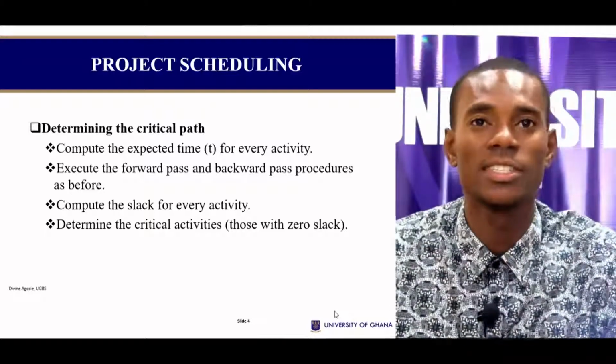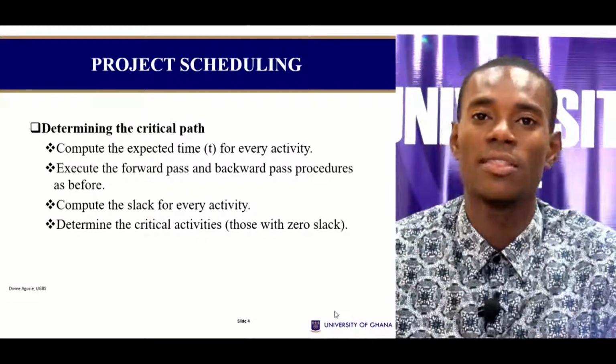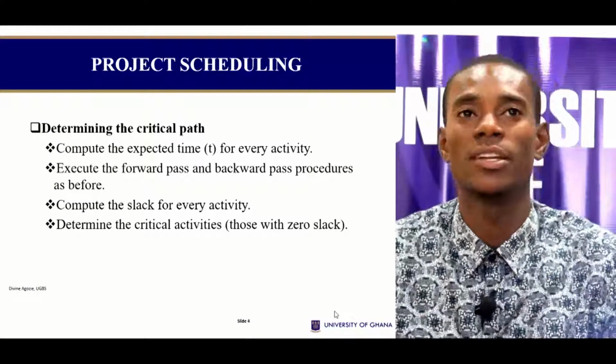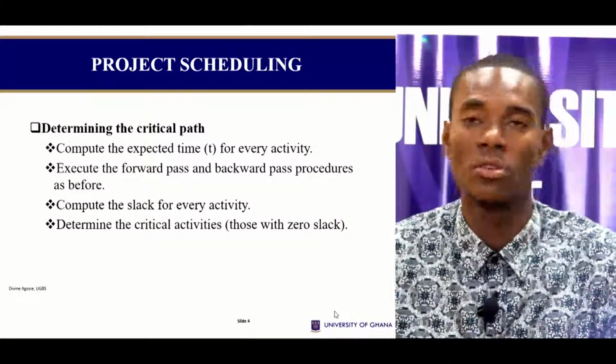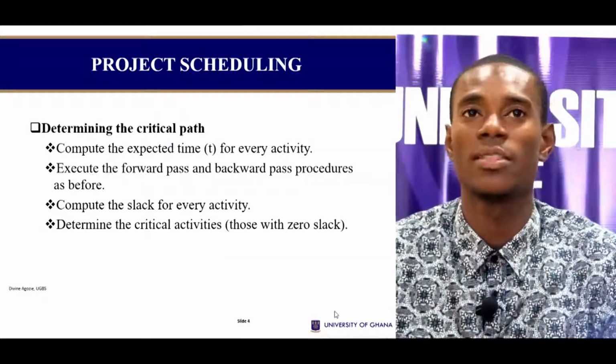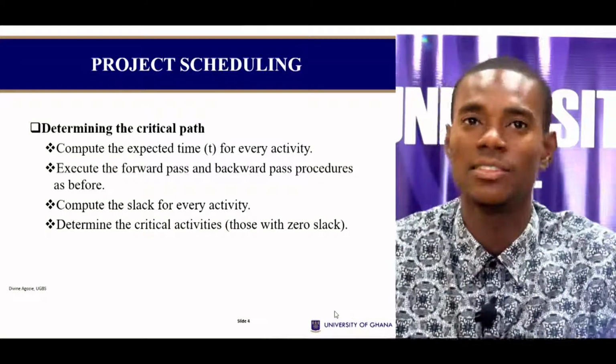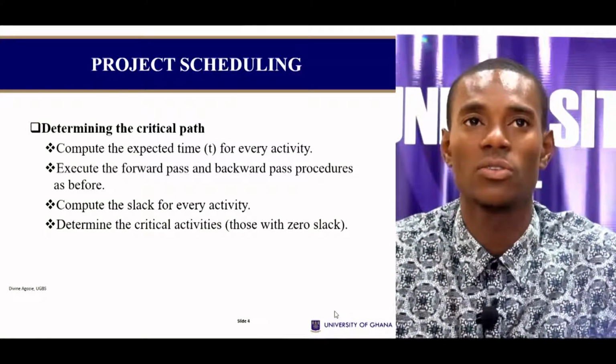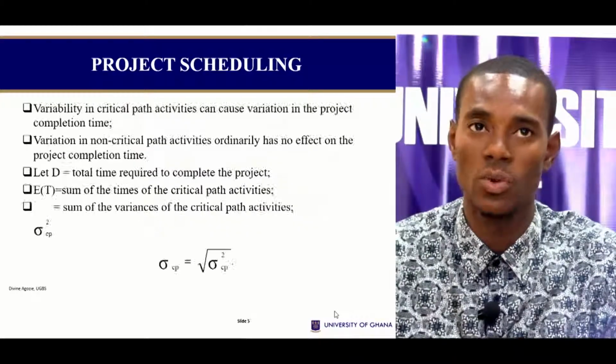All those activities that have slacks of 0 are the critical activities. You connect an arrow from the beginning to the end and you find your critical path. It's that easy. Nothing is different in finding the critical path from what we've seen already.